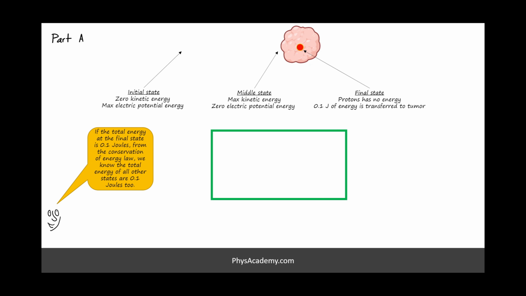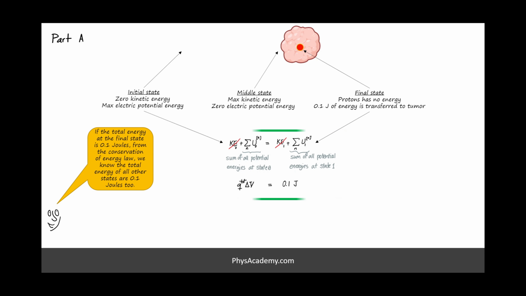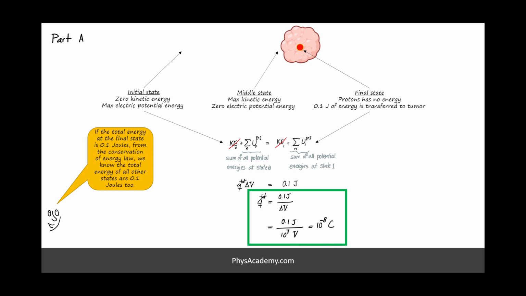Let's write this down in a mathematical format. On the left-hand side, we know electric potential energy is the total charge times the applied electric potential. The right-hand side is just the total energy, or 0.1 joules. After rearranging the equation, we can calculate the total charge of the beam, which is 10 to the power of -8 coulombs.